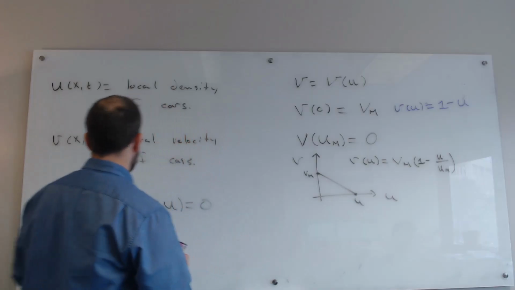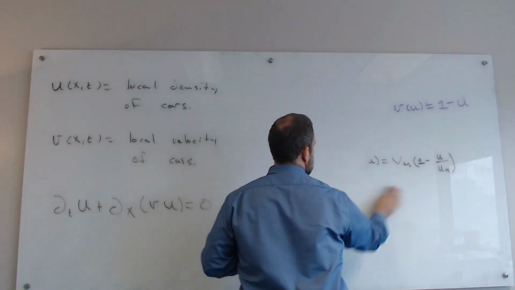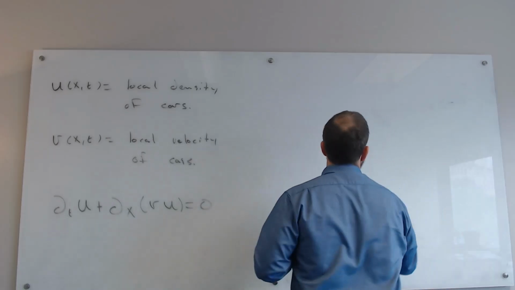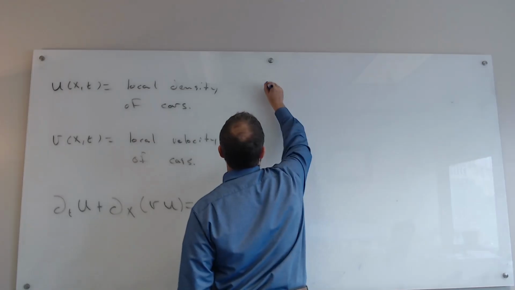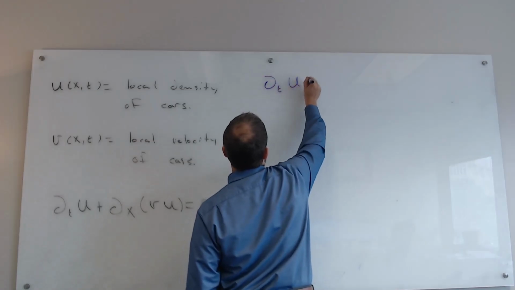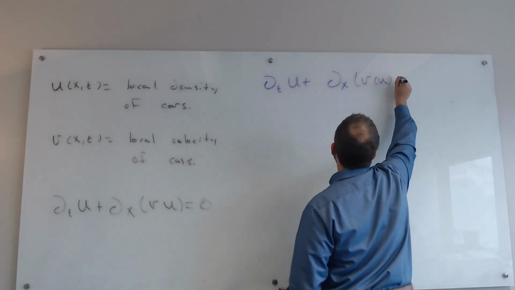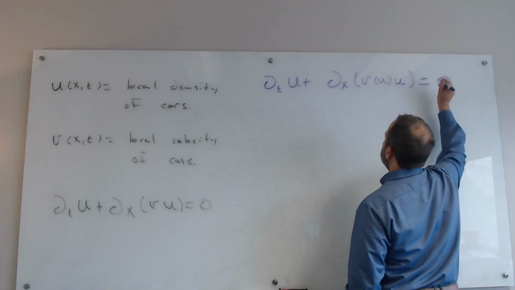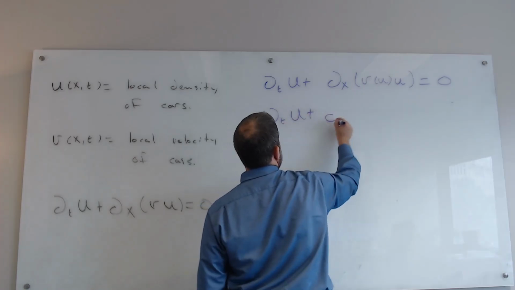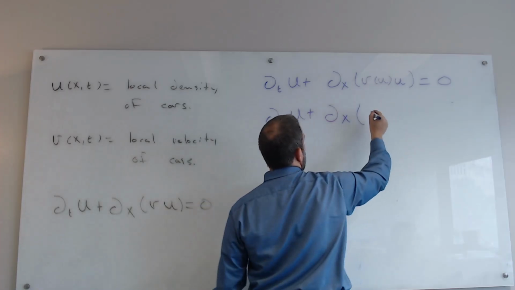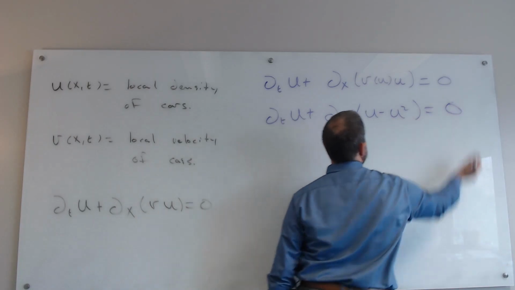Okay, so now let's come back over here. I'm just going to erase all of this stuff now. So v of u, the equation then is going to be the t derivative of u plus the x derivative of v of u times u is equal to 0. If I write this out a little bit further, v of u is 1 minus u, so this is u minus u squared equals 0.